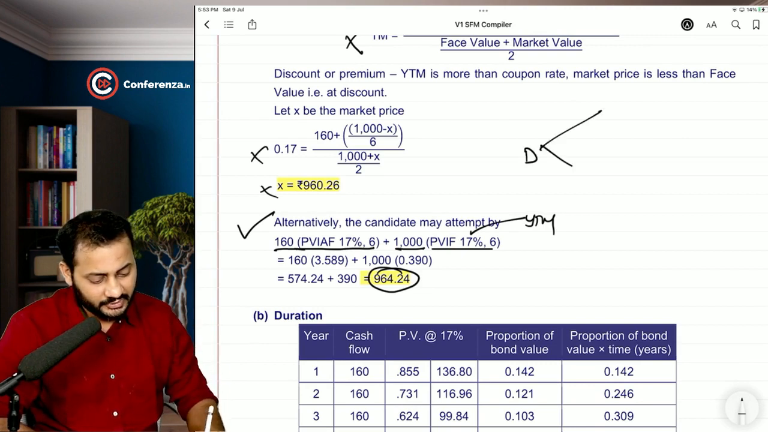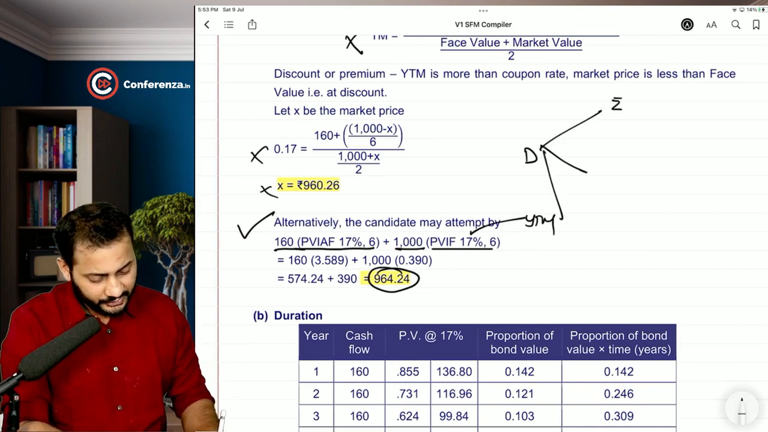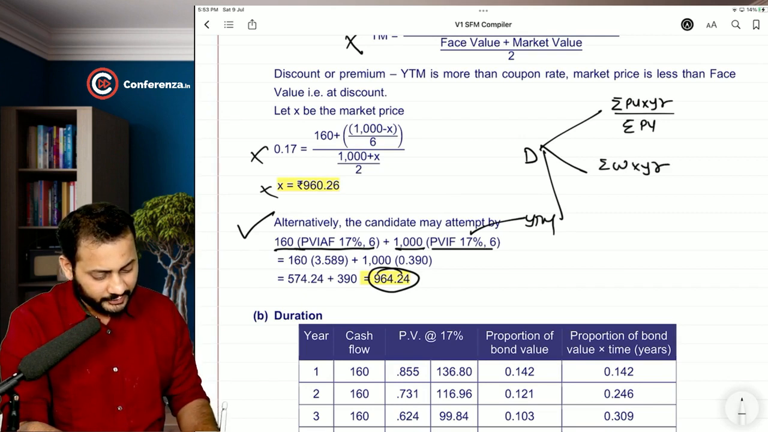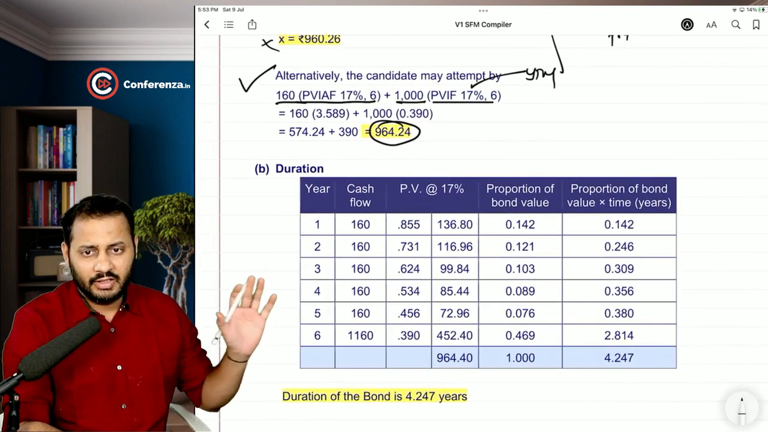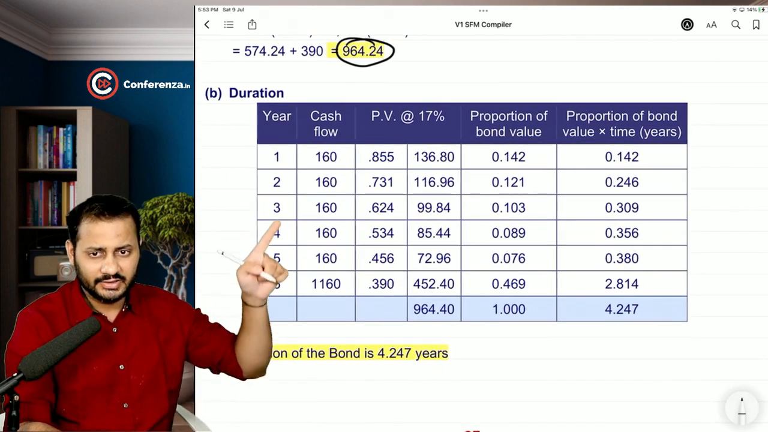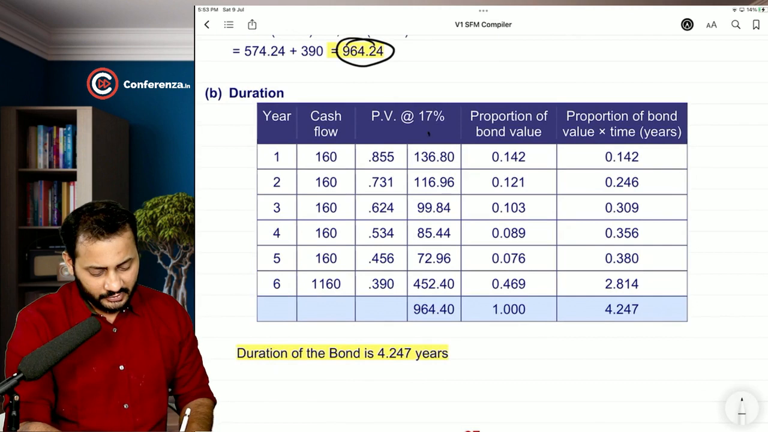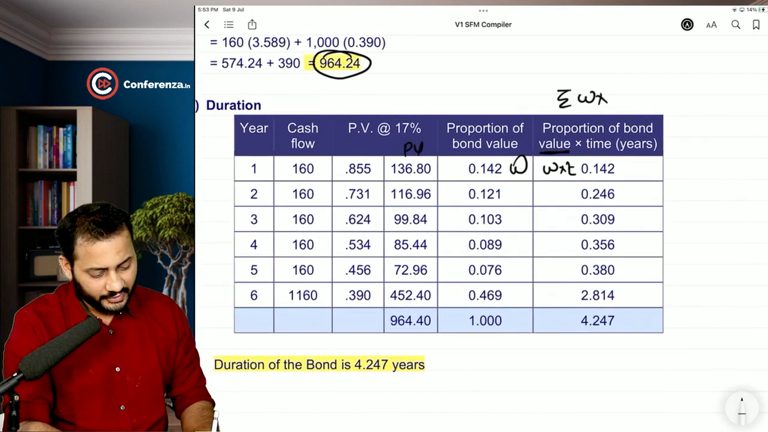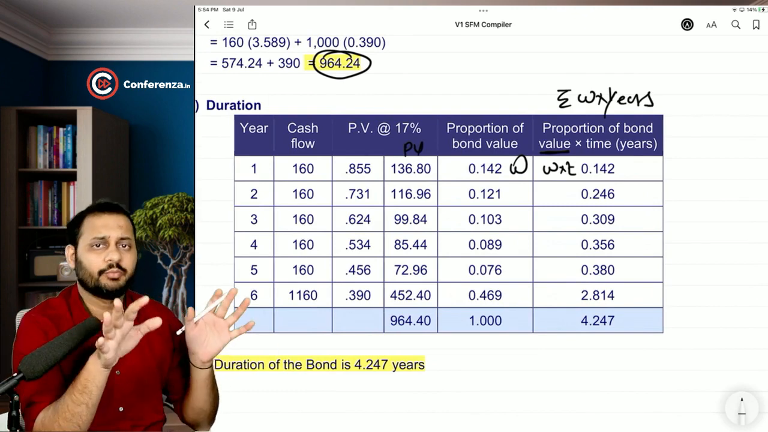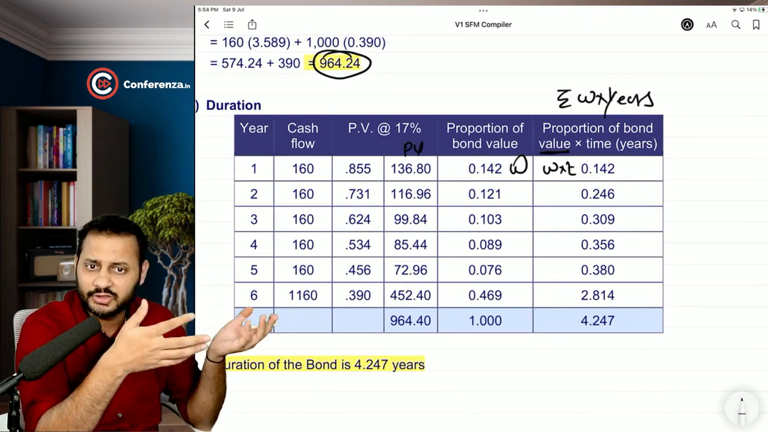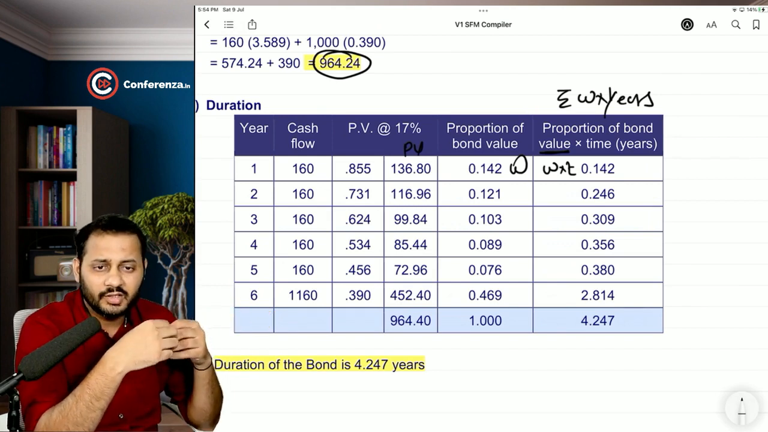To calculate the duration, there are three different methods. Summation of present value into year divided by summation of present value. You can calculate it by this method also, summation of weight into years, where weight is the weight of the present value. And then there is one big formula. Let's see what they have done here. They have taken the year, the cash flows, and the present value of the cash flows. Then they have taken the weights and then weight into time. So what they have done is summation of weight into years. This is the best approach. I will tell you, this is the best approach. Try solving a couple of questions with this approach and you will get the answer easily.